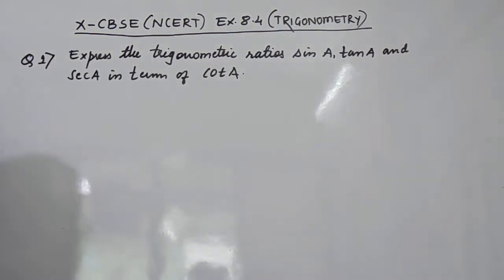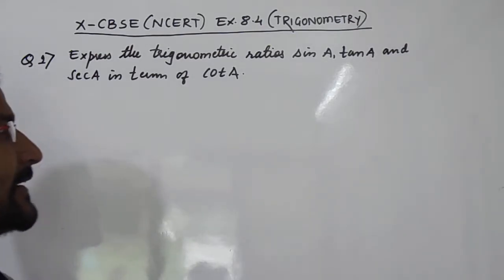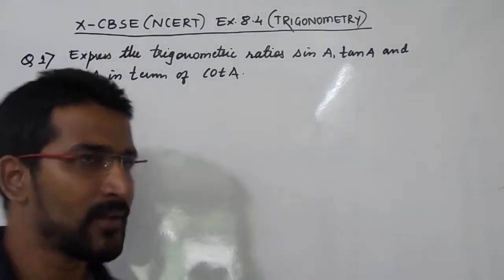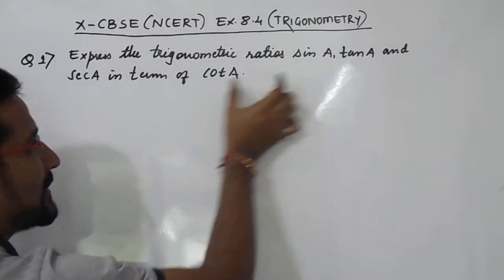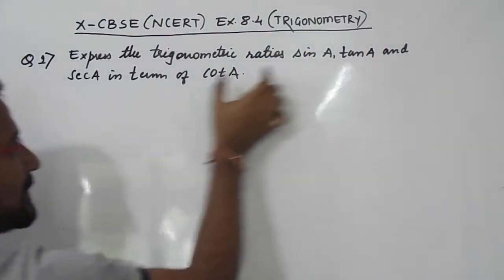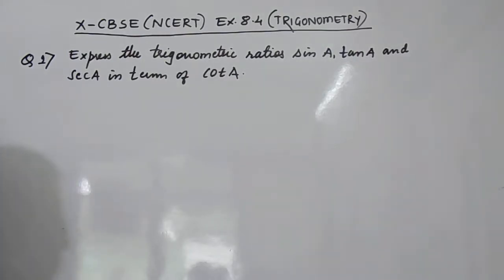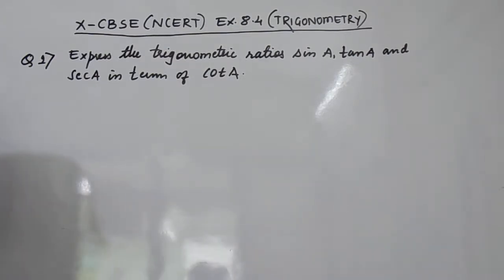What it says is: express the trigonometric ratios, that is sin A, tan A and sec A, in terms of cot A. That means we have to express sin A in terms of cot A, tan A in terms of cot A, and sec A in terms of cot A. So we have to find a certain relation that will relate these trigonometric functions.